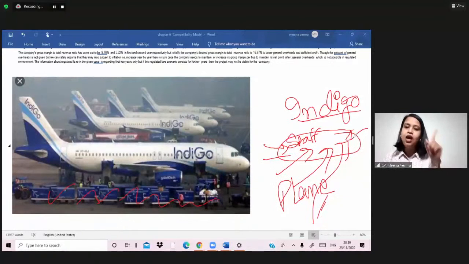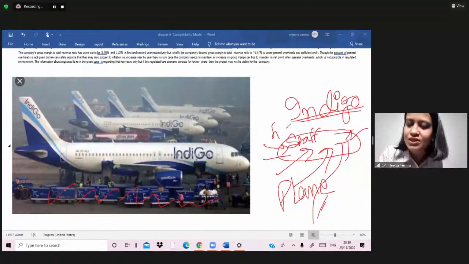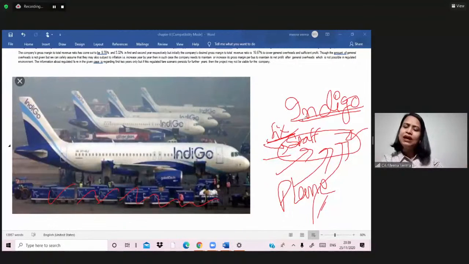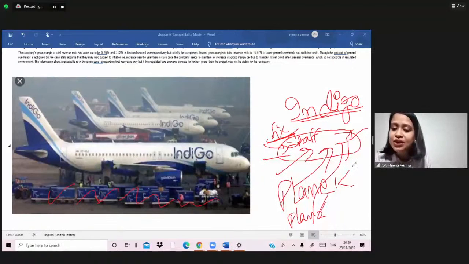There are some costs which are related to the entire company. For Indigo, the entire organization, the ground staff they have, this is the fixed cost of the entire organization. And for different planes, they incur different expenses. For example, they have plane 1, plane 2, plane 3. For these planes, they may have some fixed cost and some variable cost.